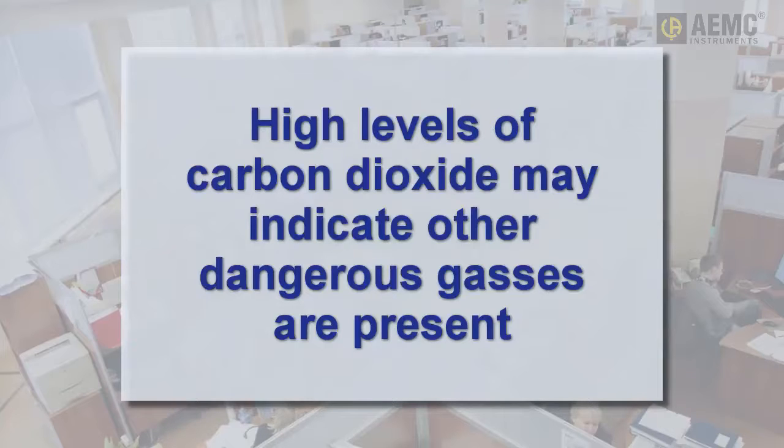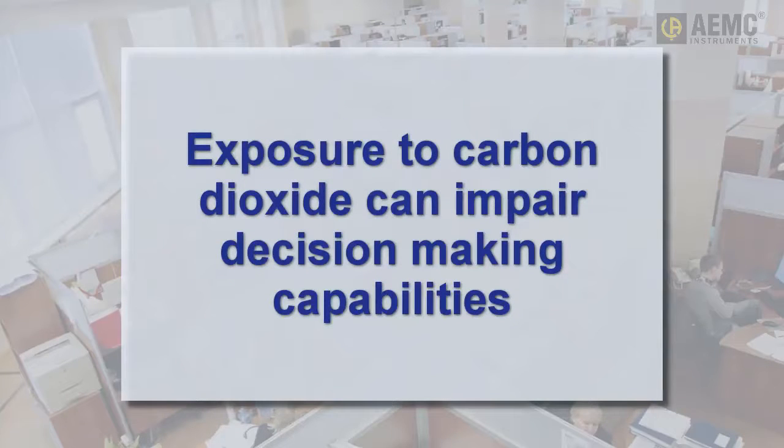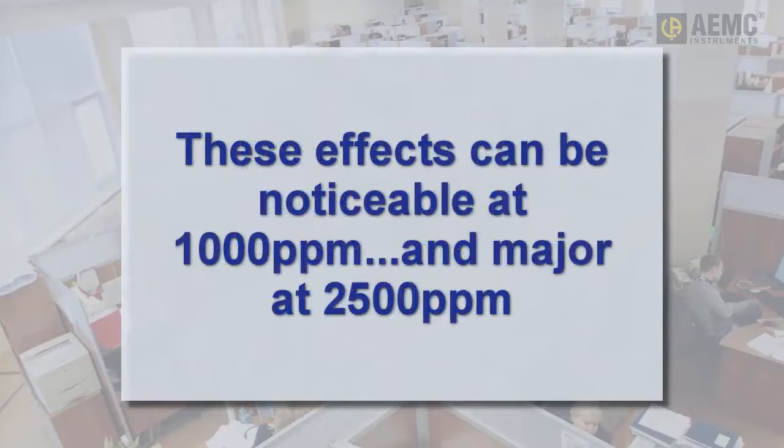For example, a U.S. government survey found that moderately high indoor concentrations of carbon dioxide can significantly impair a person's decision-making capabilities. Test subjects showed significant reductions in performance at carbon dioxide levels around 1,000 parts per million, and large reductions at 2,500 parts per million. This shows that even moderately elevated levels of indoor carbon dioxide can adversely affect us.